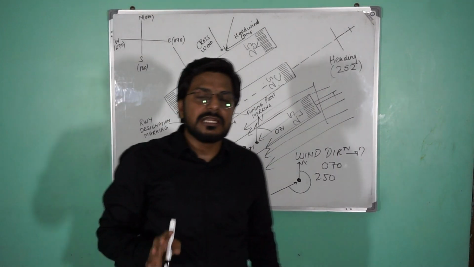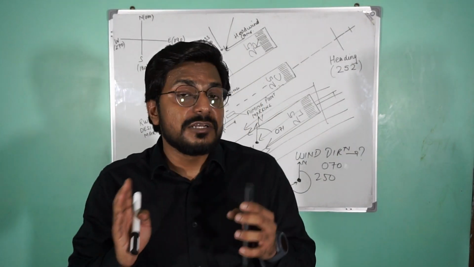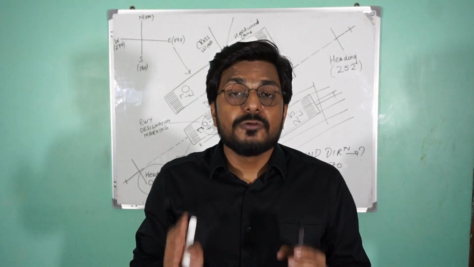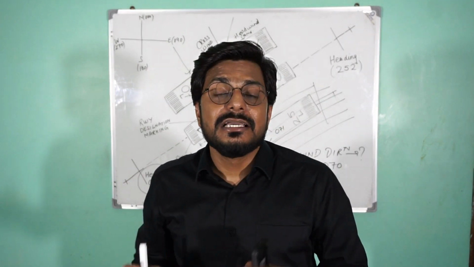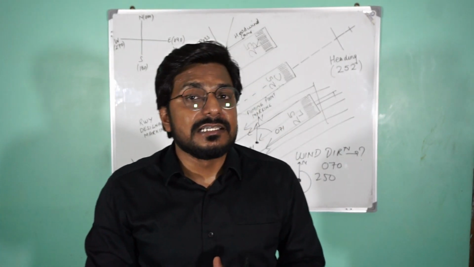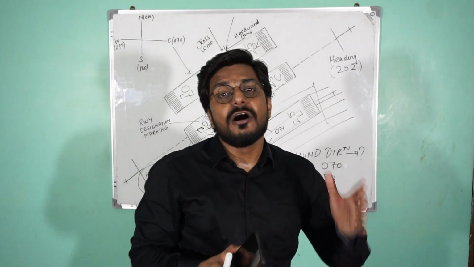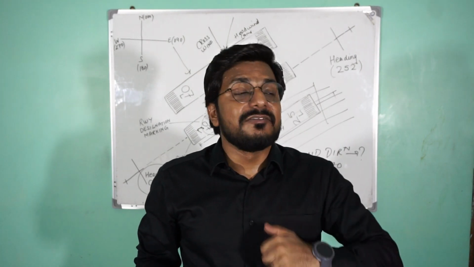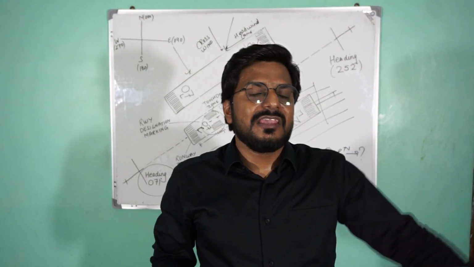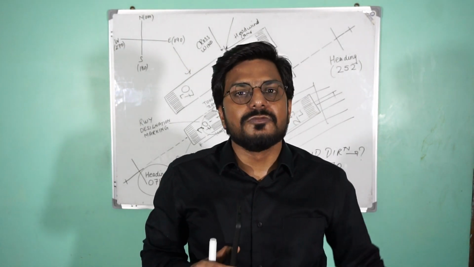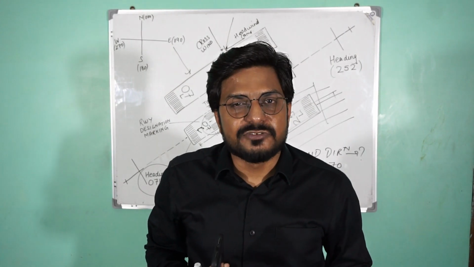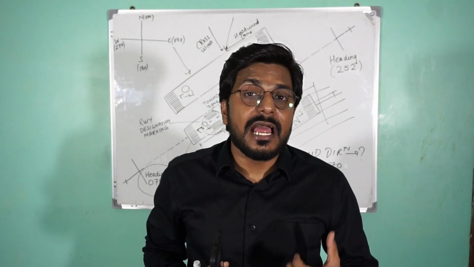I explained how and where to write the runway designator, and how to interpret the wind direction. If I say the wind direction is 070, now you know that it means the wind is coming from this direction, and you know how all this is done and how to tackle all these situations related to runway and wind.